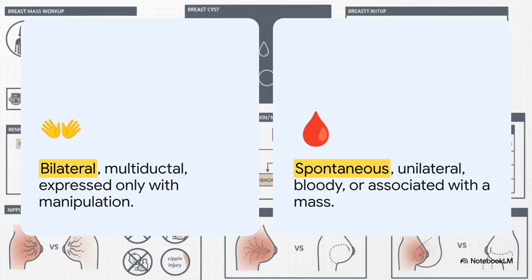Use these specific pairs to instantly triage nipple discharge on your exams. Physiologic nipple discharge is bilateral, multiductal, and expressed only with manipulation, versus pathologic nipple discharge, which is spontaneous, unilateral, bloody, or associated with a mass. So, if a patient says, "I only have discharge when I squeeze my breasts," the exam is pushing you toward a physiologic, benign cause. It requires squeezing, it comes from multiple ducts, and it happens on both sides. But if it happens spontaneously on its own, comes out of only one breast, has blood in it, or is accompanied by a lump, it is definitively pathologic and needs a full workup.